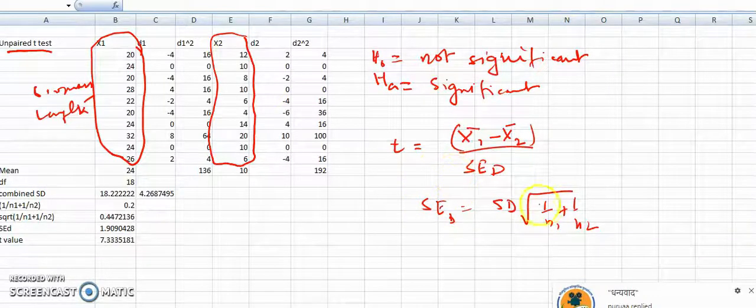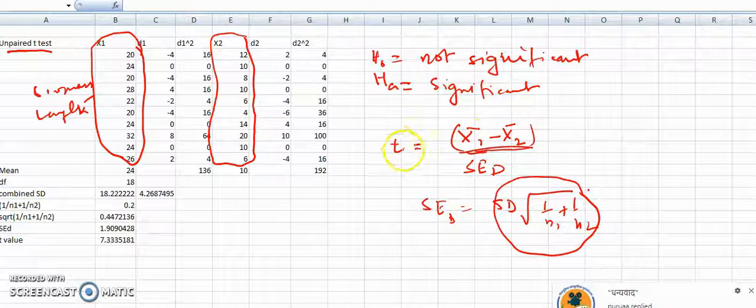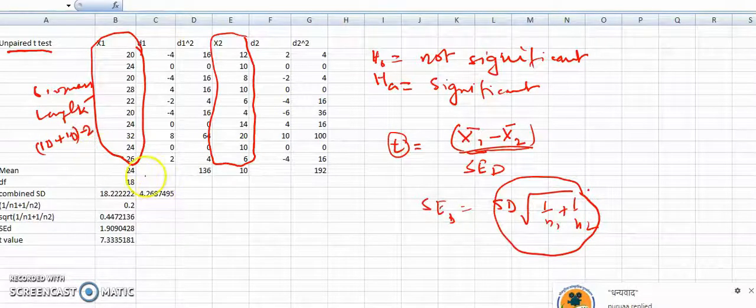So after finding out this value, if you divide the difference of means by this value, you get the t value, and then you compare the t value with the t distribution table at a particular degree of freedom. There are 10 observations of each, so the degree of freedom is 10 plus 10 minus 2, so it is 18.